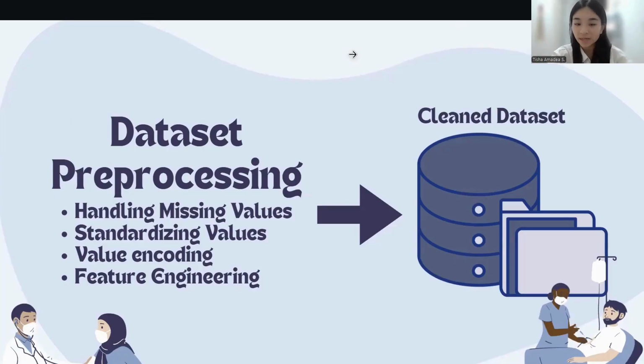Prior to applying any of these data mining techniques, pre-processing was done beforehand to handle any inconsistencies within the dataset. These include handling missing values, standardizing values, value encoding, as well as feature engineering to create a new and improved clean dataset that we can work with.